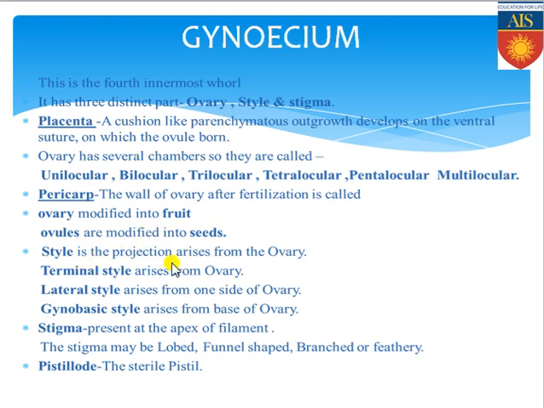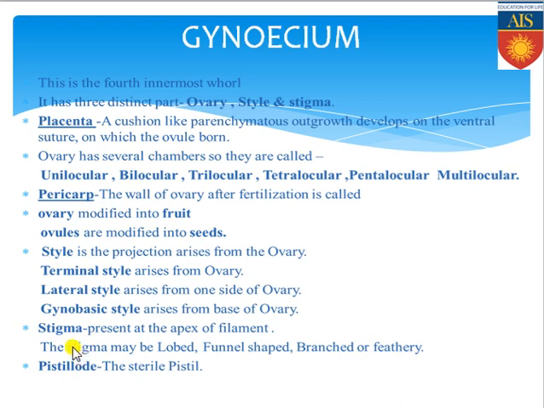The style is the projection. What is that? It arises from the ovary. And keep it in your mind, there are 2 or 3 types of styles. If it is a terminal style, that means it arises from the terminal end of the ovary. If it is called a lateral style, that means it arises from one side of the ovary, not from the terminal end. And if it is called a gynobasic style, that means it arises from the base of the ovary, okay.